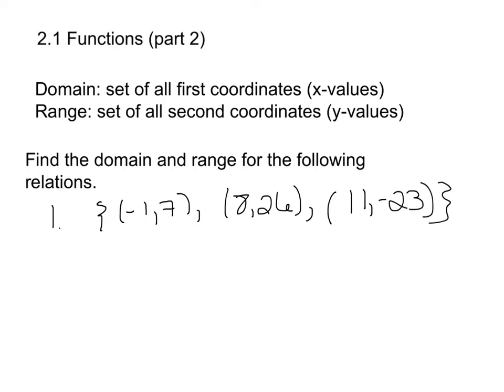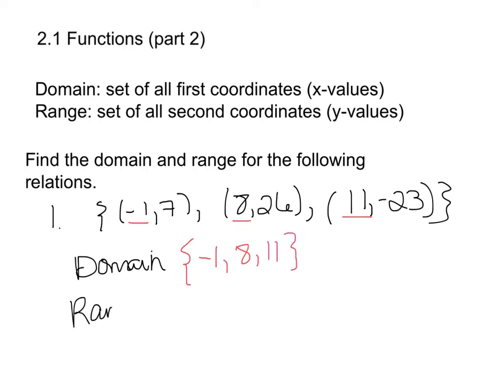Okay, so if we want to find the domain, it's the set of all the x values or all the first coordinates. So here, notice we don't have an interval, so we're going to use set notation and just list them out: -1, 8, 11. When we talk about the range, we're talking about all of the second coordinates, which in this case refers to the y values. So we've got 7, 26, and -23.